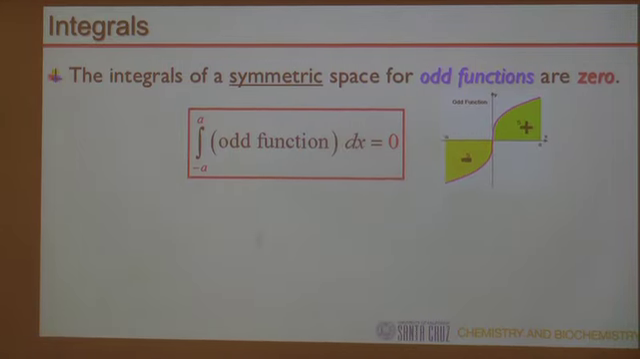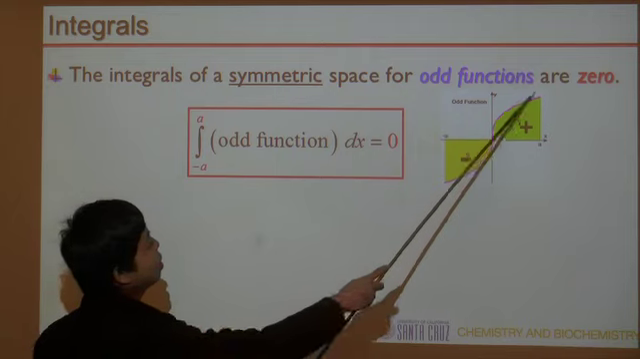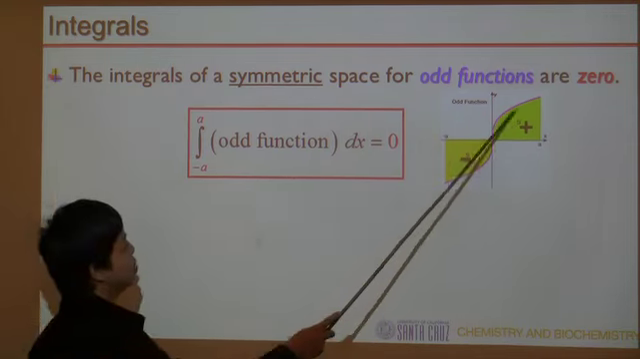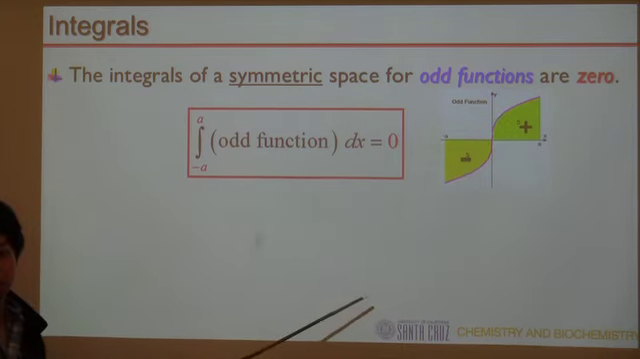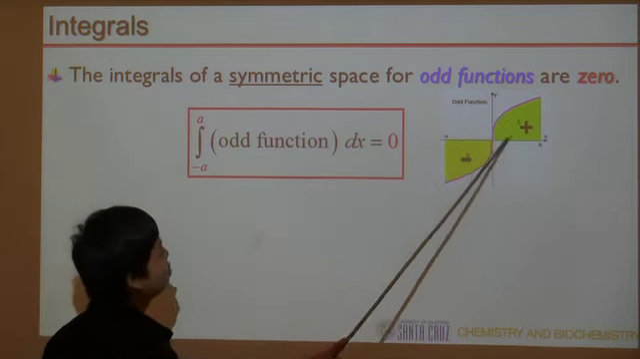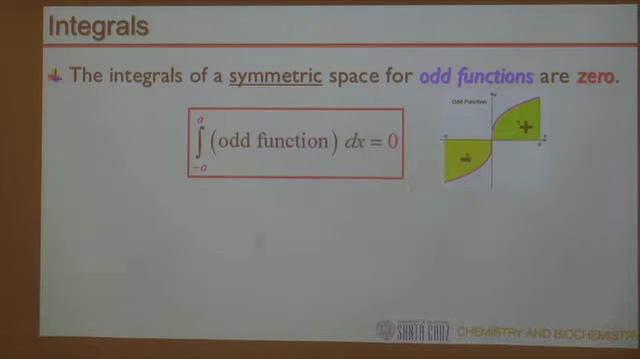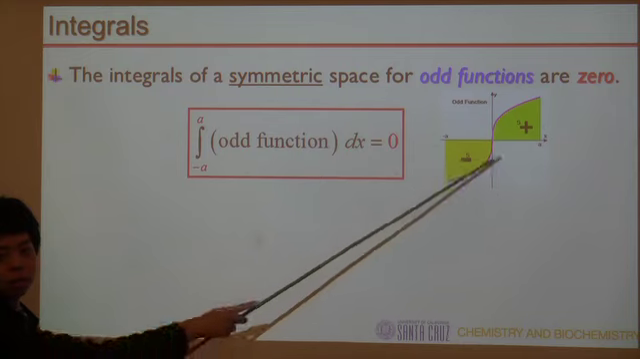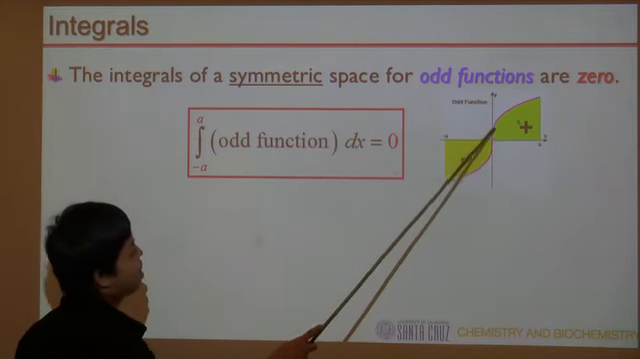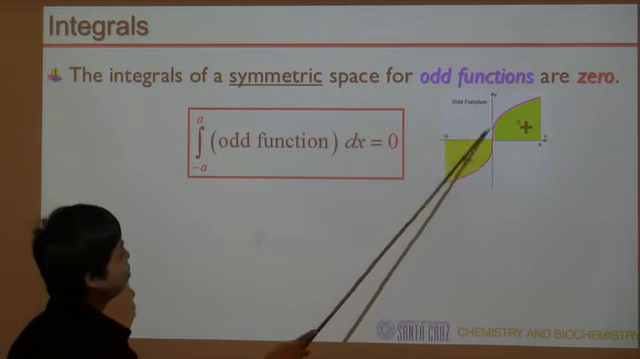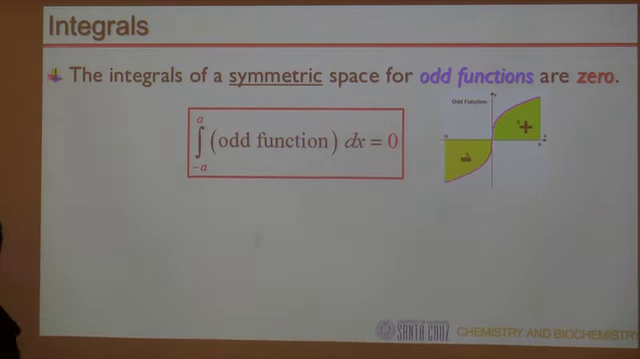If you integrate an odd function within a symmetric space, it's something like that. We know the integration represents the area underneath the function. Because an odd function is symmetric about the origin, the absolute value of the area of this part and this part is the same, but they have different signs. In the green area the y is positive, so the area is positive. In the yellow area the y is negative, so the area is negative. If you combine the 2, they cancel exactly, and you get 0.